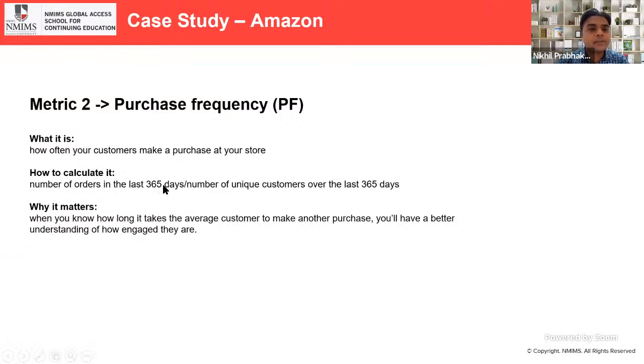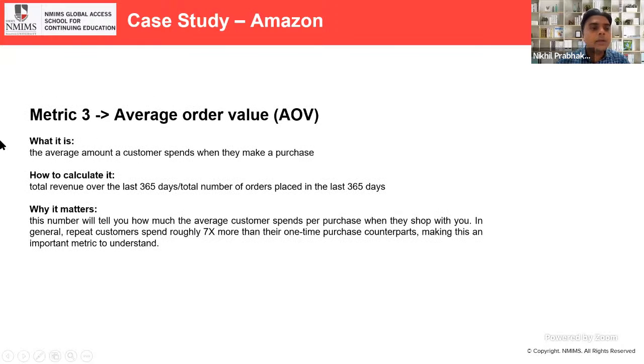The number of orders in the last year divided by the number of unique customers who have purchased will give us the purchase frequency on a customer level. The higher the number, the better it is. They also look at the average order value, and you can compare this even with the customer lifetime value. If average order value is increasing, that means people are more engaged with Amazon, because people spend more and more only when they're getting value. Generally, repeat customers tend to spend 7 times more as compared to their counterparts. This is what Amazon has observed.